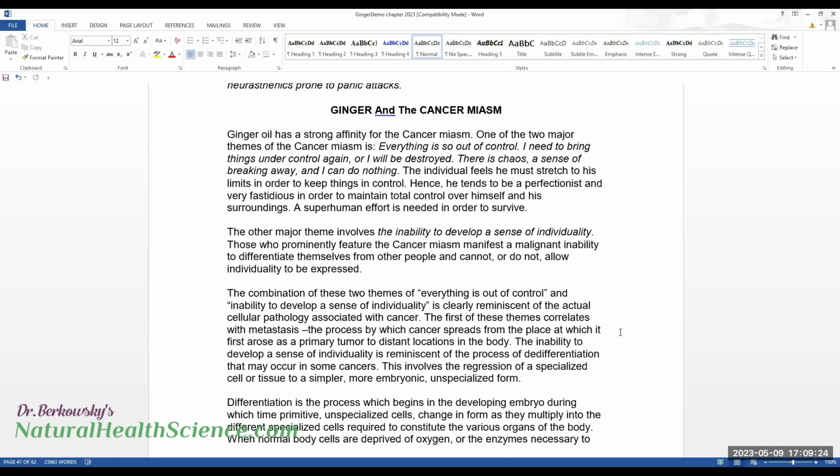has to be Hortense, Hortense really is, what her true self is. But instead, she has a malignant inability to differentiate into being Hortense. Instead, she doesn't allow that individuality to be expressed because it's not accepted by other people. They want Hortense to be there for them, to do what they want, to eat what they eat, to like what they like, to dress like what they want her to dress, to study what they want her to study, to be an accountant rather than an artist, to be this, to be that. She is not developing a sense of individuality.